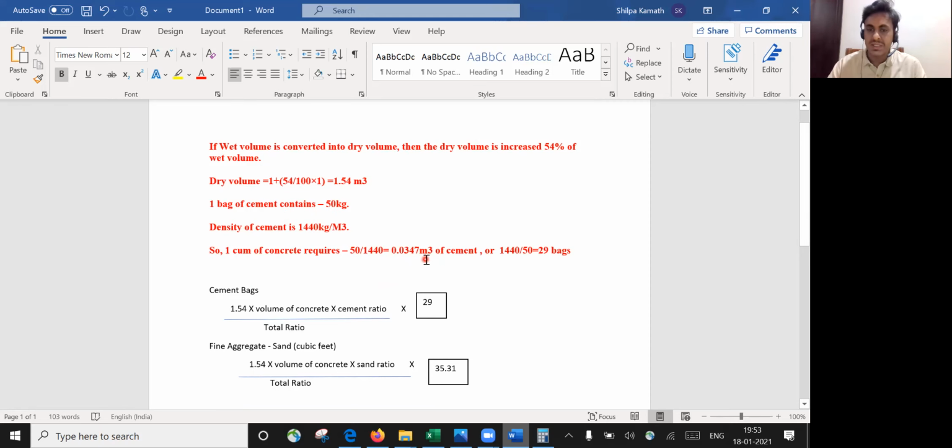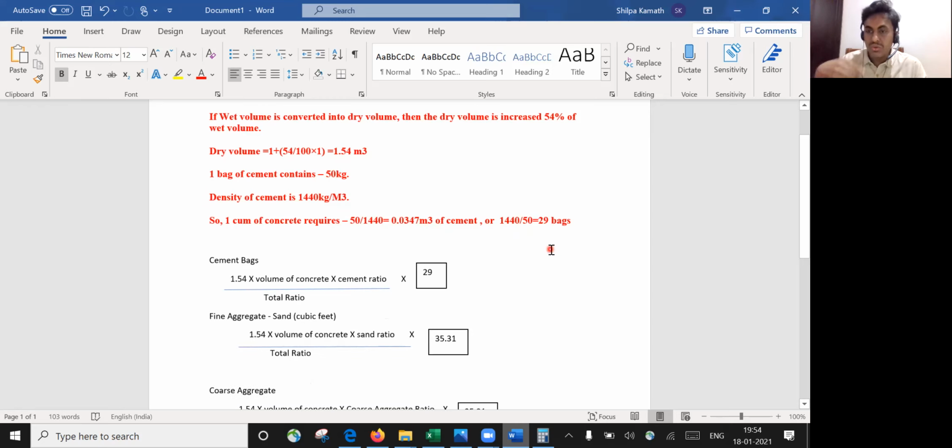That's one way of doing it. Second, we'll see how many such bags will come. The unit weight of cement is 1440, divided by one bag, which is 50 kg, so 1440 divided by 50. If I do that, I'll get 29 bags. So in order to do the calculations, we need to understand all these things.